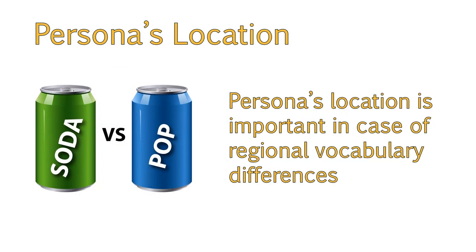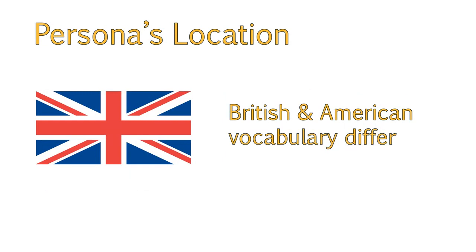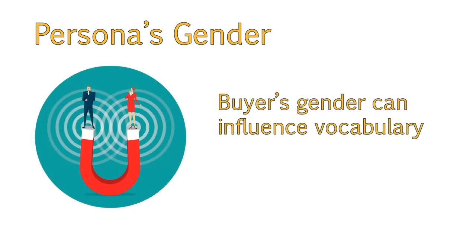There will also be a large difference in British vocabulary versus American. For example, they would call an apartment a flat, or a cookie a biscuit, and an elevator a lift. For more information on the differences between British and American terminology, please take a look at the links provided in your study materials. The buyer's gender may also play a small role in their vocabulary, but be careful with placing buyer personas into strict stereotypes.